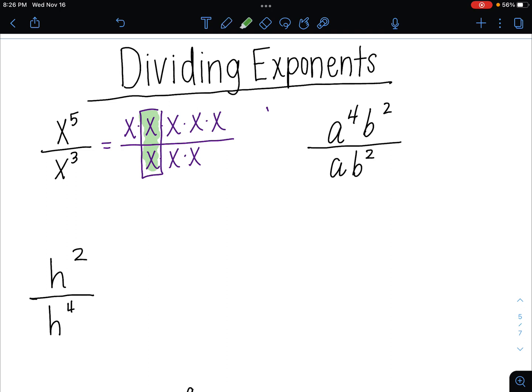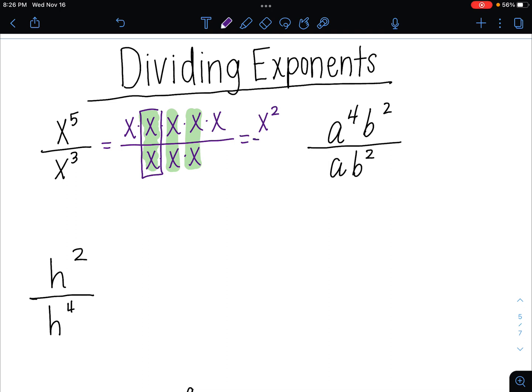And we have another one and another one. So basically we're just taking pairs of the same variable in the numerator and in the denominator, and we're going to figure out what we have left. So we removed 3 from the numerator, 3 from the denominator, and I have 2 x's left, and those 2 x's are in the numerator. So my answer is x to the power of 2.